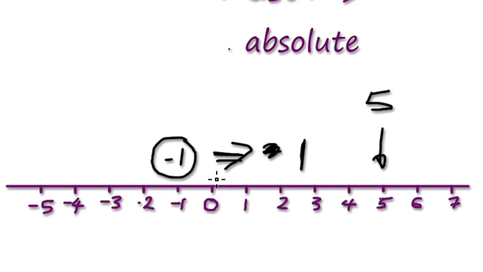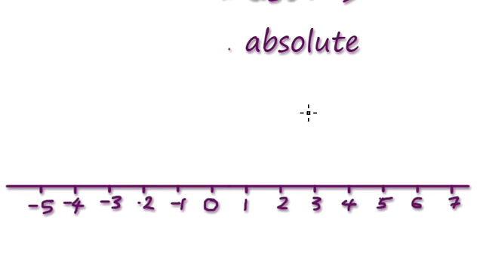Okay, so because the absolute value is the magnitude from the 0 to wherever you are, you only care about the length. You don't care about the minus, in a way.